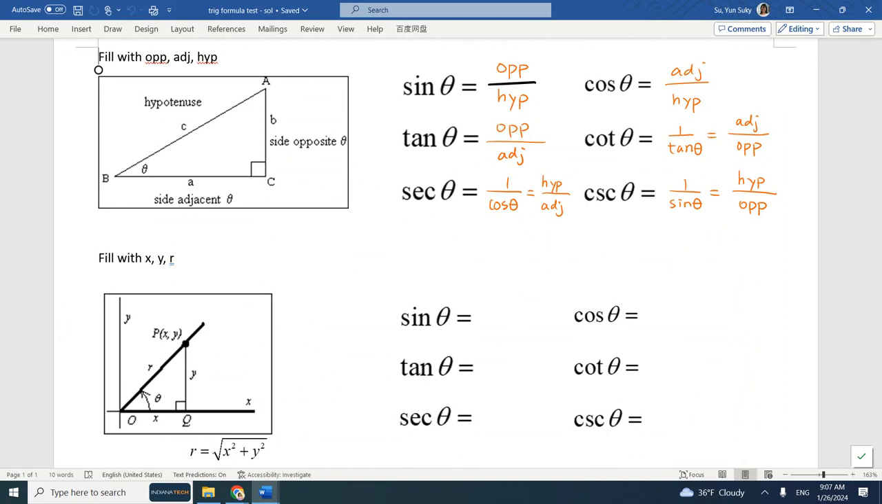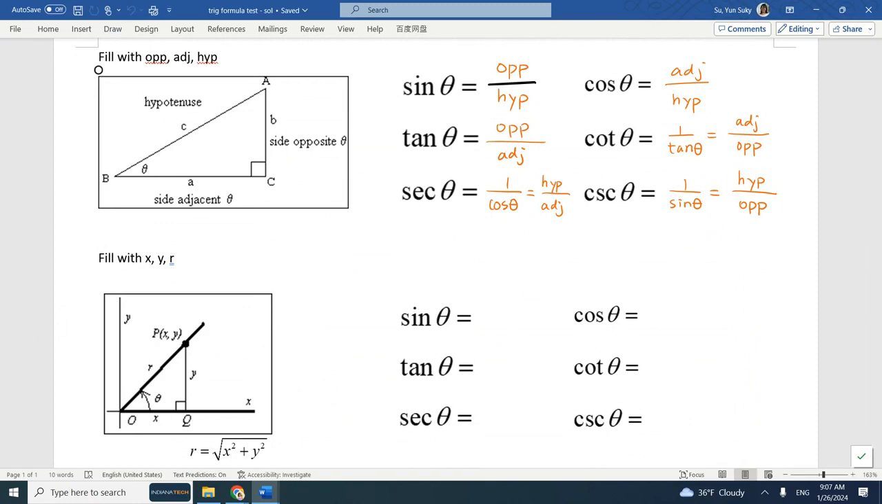The r is the distance from the point to the origin. The r is always positive, I mean greater than or equal to 0. If the point is at the origin, r is 0. But if the point is not at the origin, then r must be positive.